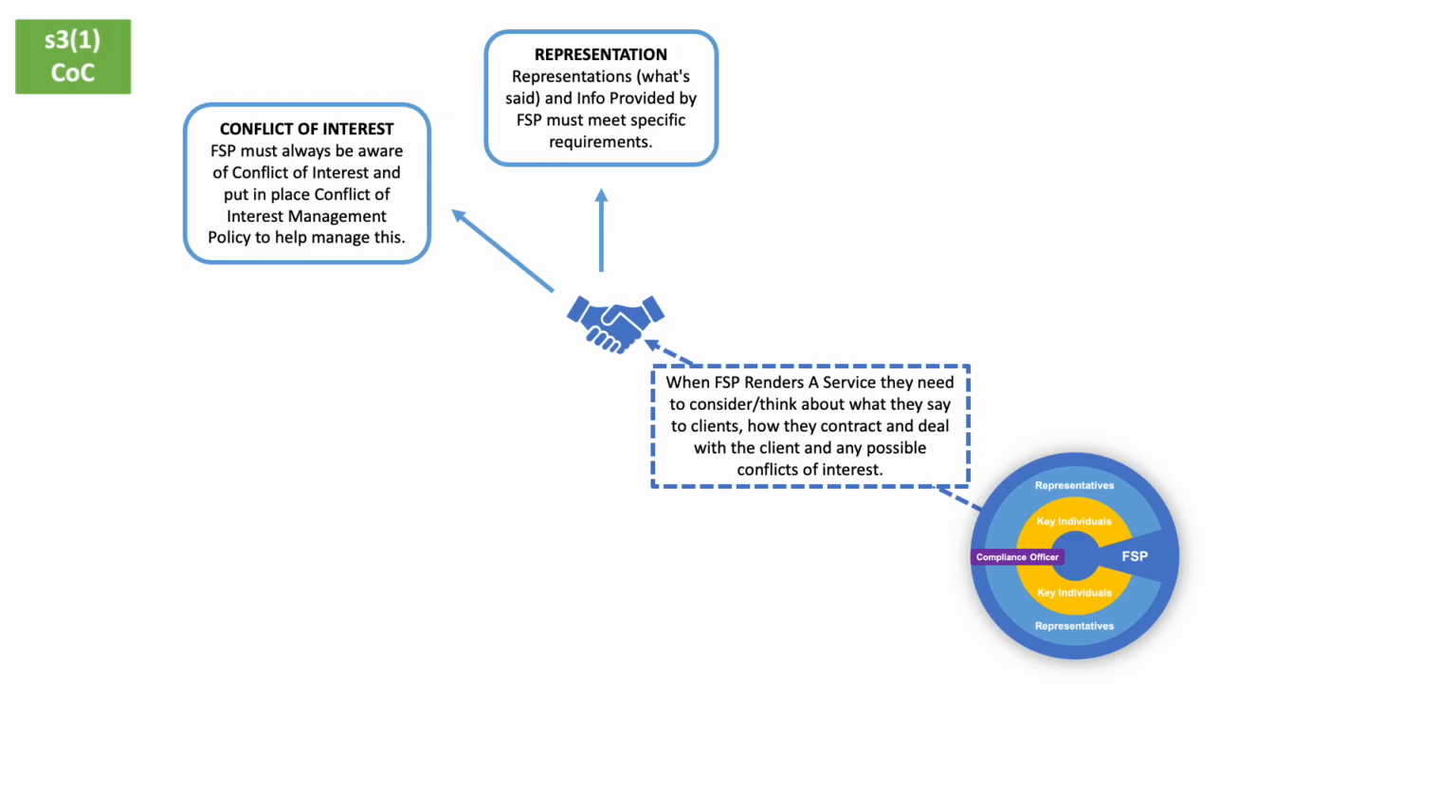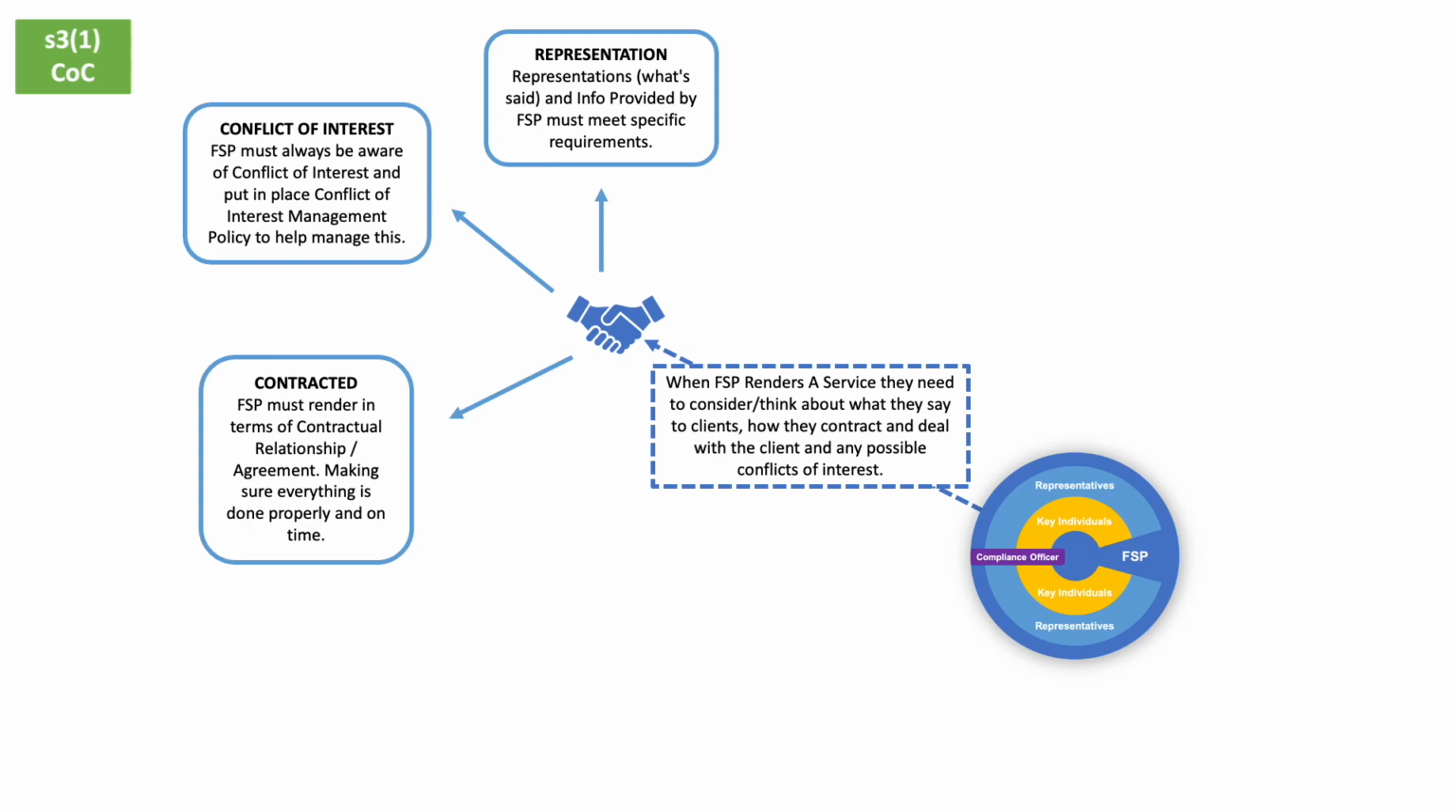Secondly, is conflicts of interest, which we are going to touch on in this video. An FSP must always be aware of conflicts of interest and put in place a conflict of interest management policy to help manage it. We will go into detail regarding this topic. And thirdly, contracting. An FSP must render a financial service in terms of a contractual relationship and agreement, making sure everything is done and conducted properly and on time.